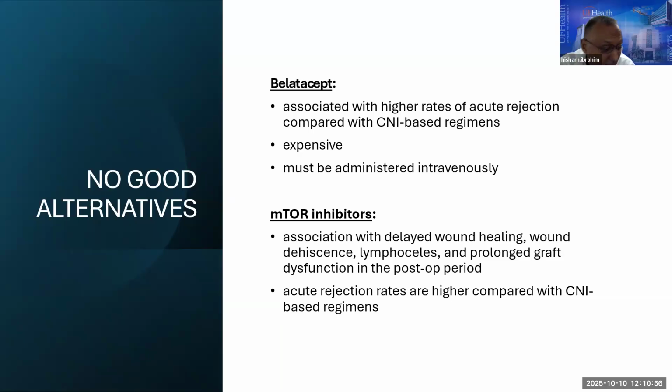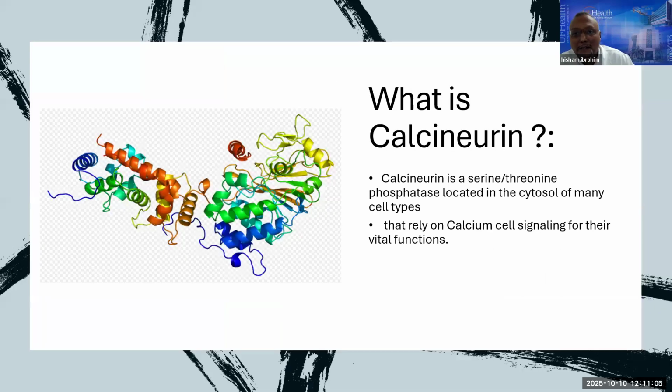So at this point, we're kind of stuck with CNIs as the cornerstone of our management, despite their nephrotoxicity. Okay, so I'm going to do a deep dive into how they work, and that will give us an idea about the mitigation strategies that are being proposed. So first of all, what is calcineurin that we are inhibiting?